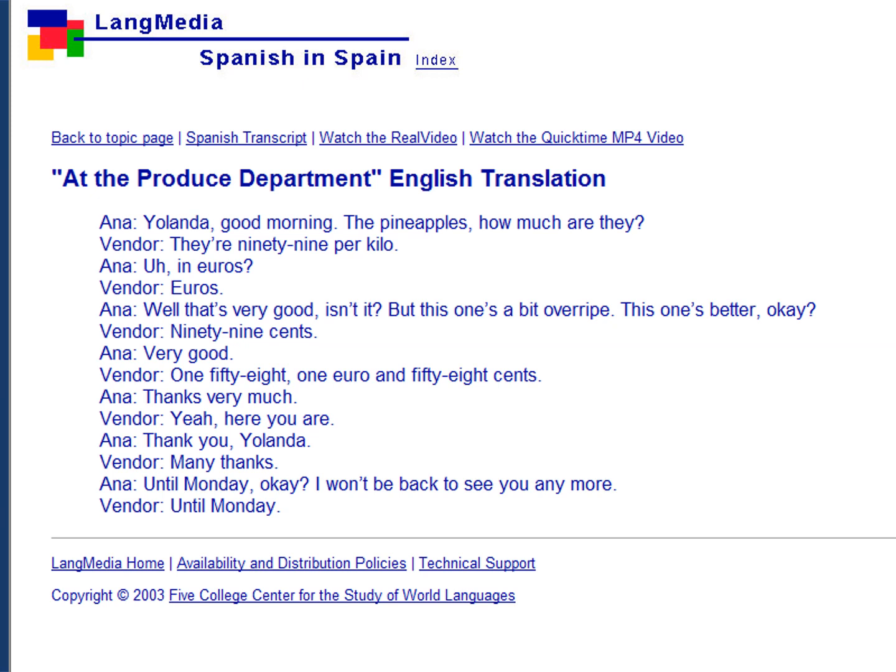This is the transcript in English, which could easily help clarify any unknown words or expressions for both the students and the instructor. In the next few slides, I'm going to show you some simple online activities that you can create using Lang Media Archive and a written discussion board tool.